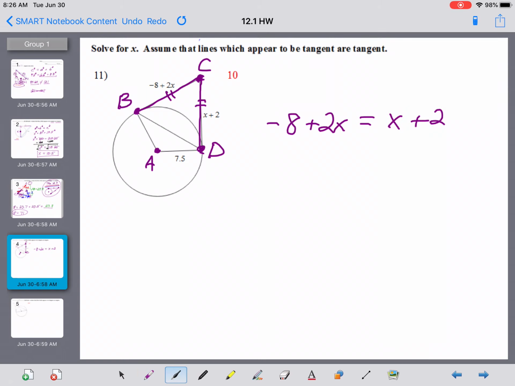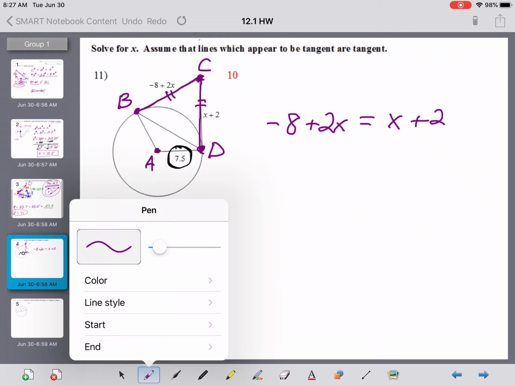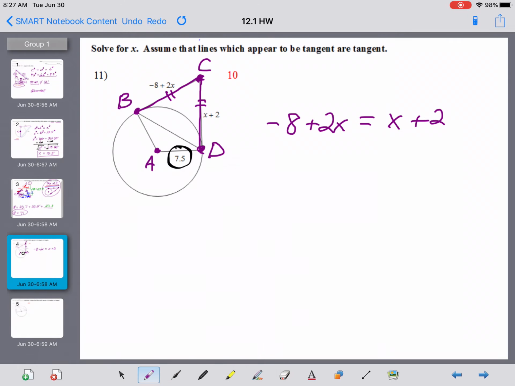And what we can find here, guys, is that this information right here of AD having a length of 7.5 is completely irrelevant in this problem. It doesn't really help us at all. So let's go back to what's going on here. What we would probably do, I've got a 2x on the left, a 1x on the right, so I would subtract an x from both sides. At the same time, I'd want to move the constants to the right, so I would add an 8 on both the left and the right also.